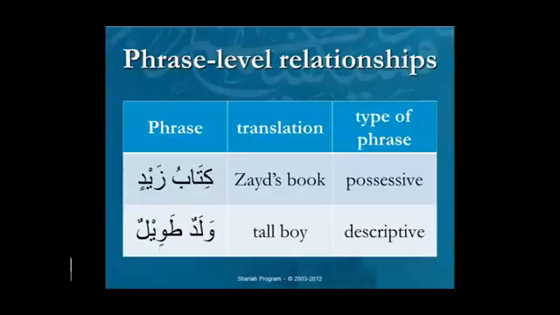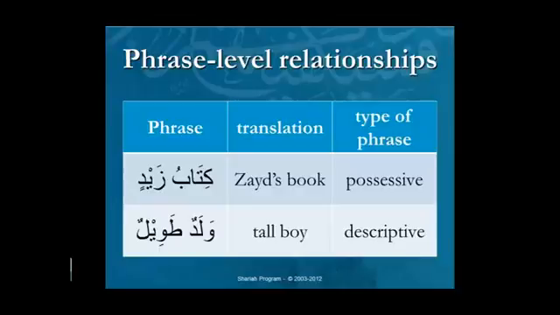And there's 12 of them. If you know all 12 of them, then you would be able to resolve the lack of "is" issue, and I'll tell you that in a minute. Okay, so here are the two phrases we have on the screen. The one at the top is Kitabu Zaydin, the translation is Zayd's book, that's the possessive phrase. The other one underneath that, tall boy, that's an example of a descriptive phrase, and the new book was also an example on the previous slide. Al-Kitabul Jadidu, the new book, that's a descriptive phrase, and so is tall boy.